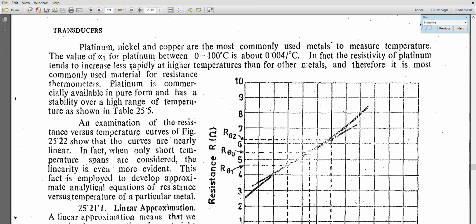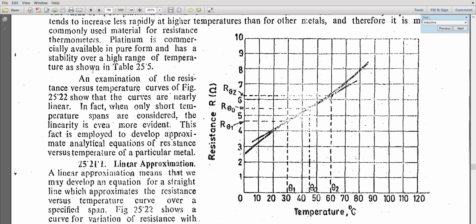The alpha 1 for platinum between 0 to 100 degrees is 0.004 per degree centigrade. The resistivity of platinum tends to increase less rapidly at higher temperature than other metals. Therefore, it is the most commonly used metal for resistance thermometers. Platinum is commercially available in pure form and has stability over a high range of temperatures.